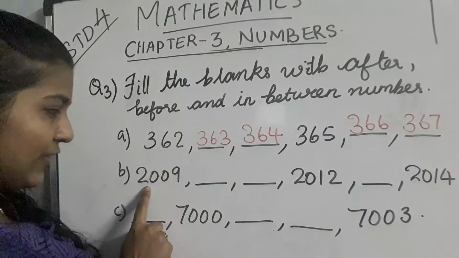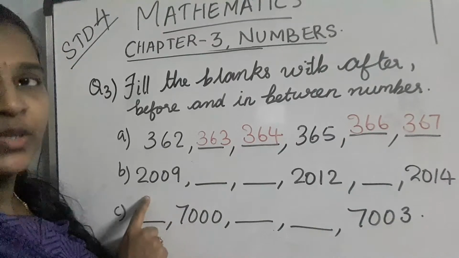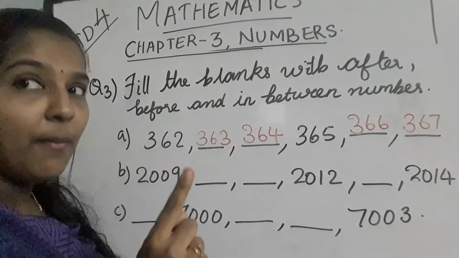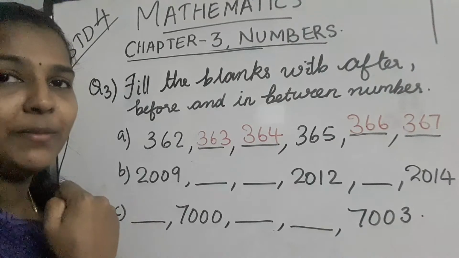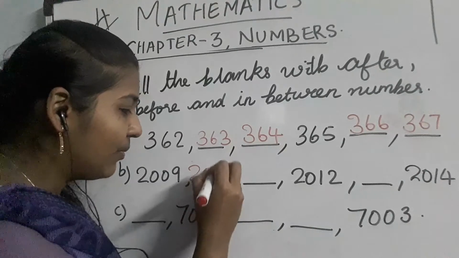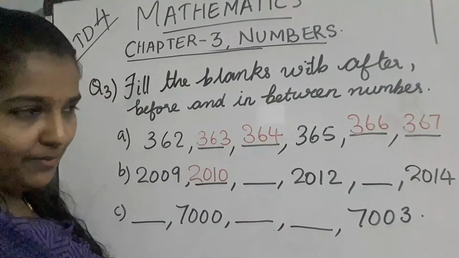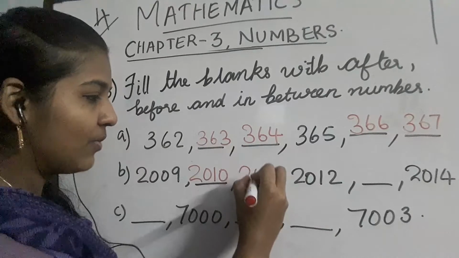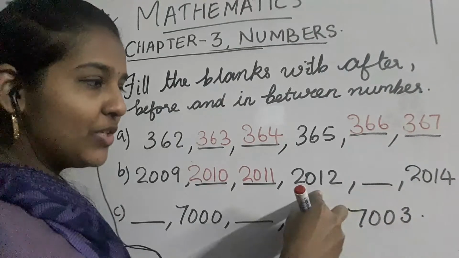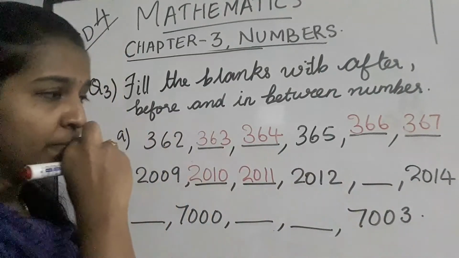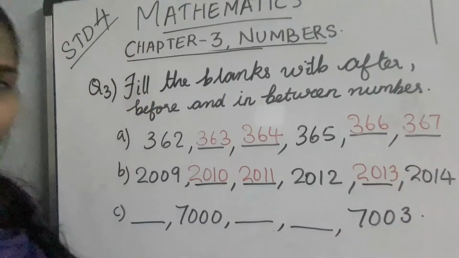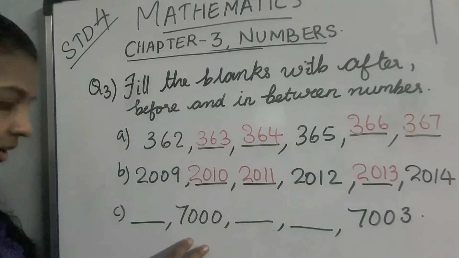First number is given, that is 2009. 2009 is given here. So tell me which number comes after 2009? Yes, that is 2010. And after that 2011. 2012 is given here. And after that, between 2012 and 2014 is 2013. Got it, children? Okay. Now look at the next one.